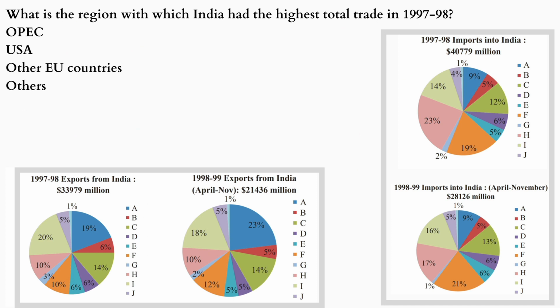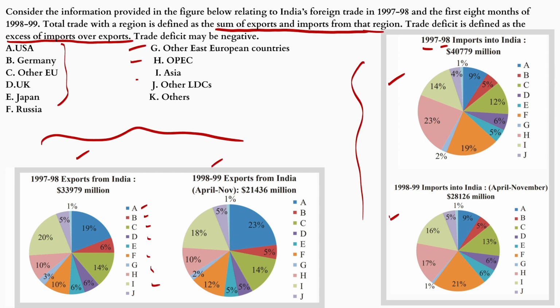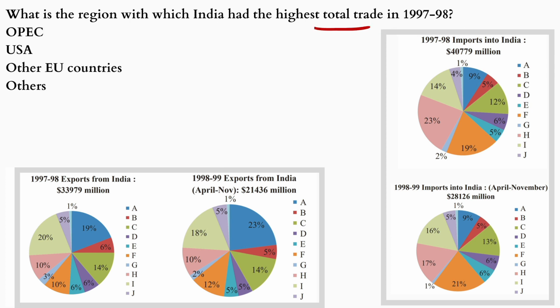So what is our first question? What is the region with which India had the highest total trade in 97 to 98? So highest total trade. So total trade they have given. What is total trade? Total trade is defined as the sum of exports and imports. So exports and imports of the particular region, right? So instead of calculating for all the nations, it's better to take only these four options, right? So for OPEC countries, we'll calculate the imports, and here we will calculate exports.